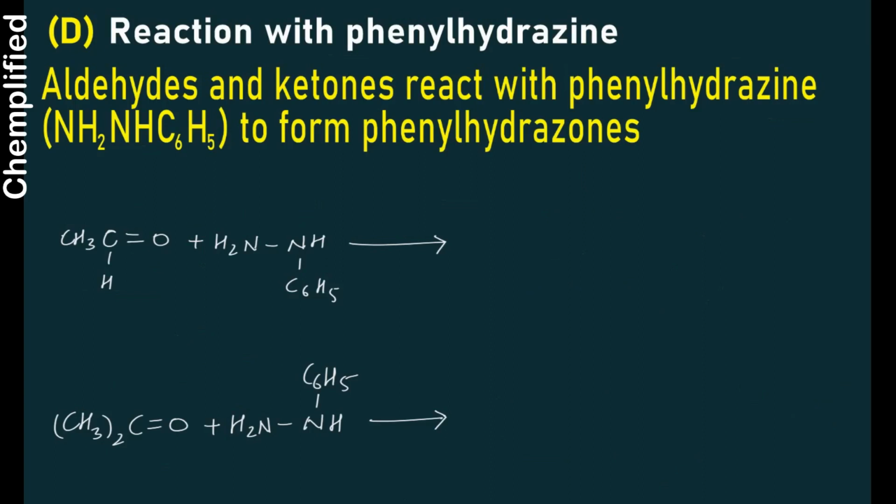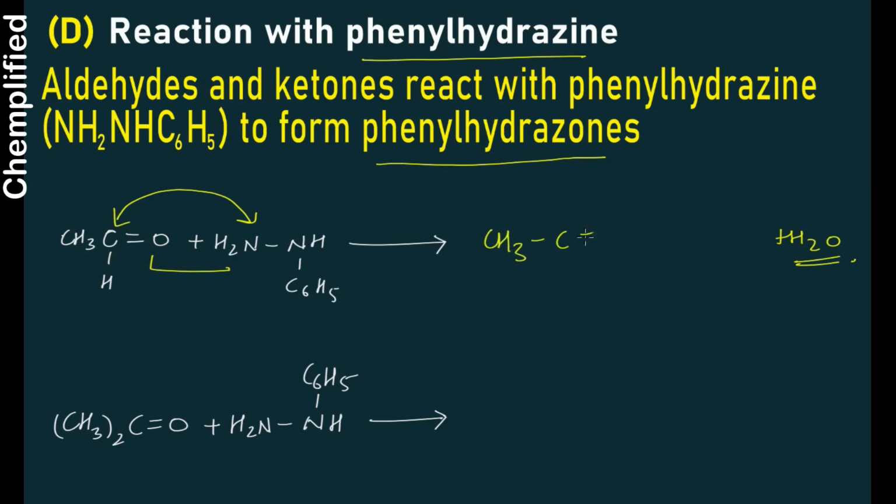The second reaction that we will talk about is the reaction with phenylhydrazine. Phenylhydrazine, when treated with aldehyde and ketone, will give phenylhydrazones. The process is the same. The reaction will take place in the same manner. The oxygen and hydrogen will combine together to give water. Loss of water has already taken place. Carbon and nitrogen will now combine together and they will form C6H5.